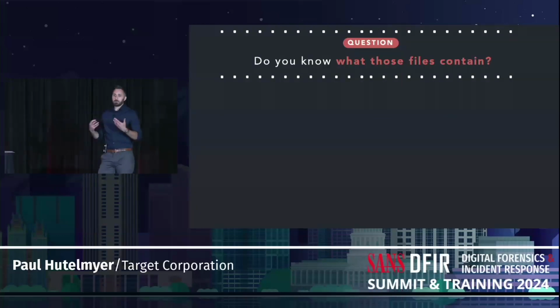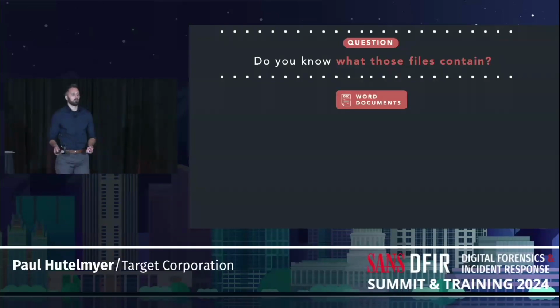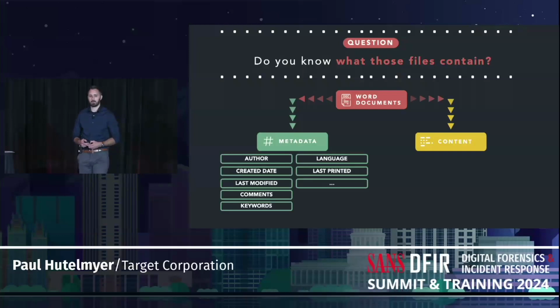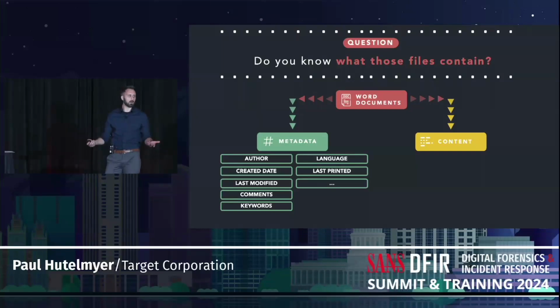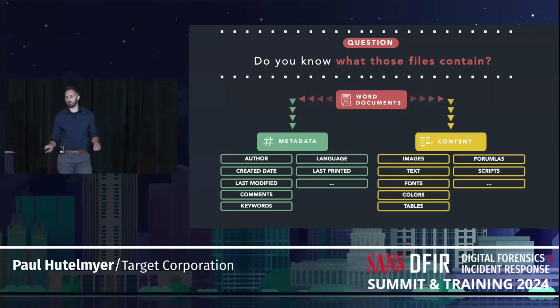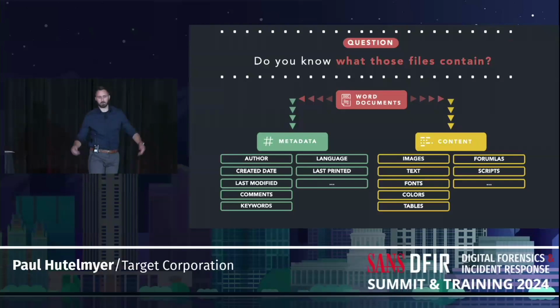But let's assume that you do have some visibility. Let's assume that you can get some of these files. Do you know what they contain? We're going to take a look at Word documents right now. I'm going to break that up into two parts, metadata and content. So metadata describes a file. For Word documents, it's going to be the author, created date, comments, stuff that helps describe the actual file. And the content is what you perceive the content of a Word document to be: scripts, tables, formulas. It's the actual words.